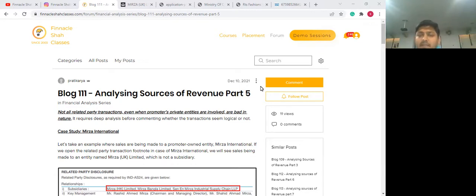In our previous discussion, we talked about how to go about studying related party transactions, what related party transactions are, and how they play a funny role in terms of consolidation as well as standalone revenue figures, and sometimes how related party transactions don't really impact the consolidated figures in the way one would assume them to in the case of subsidiaries, joint ventures, or associates.